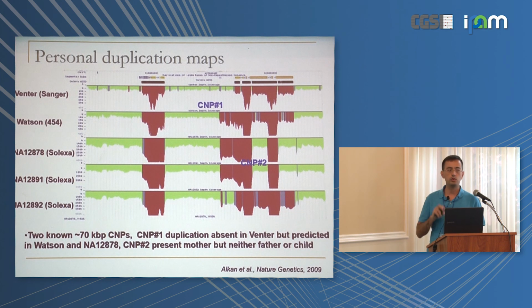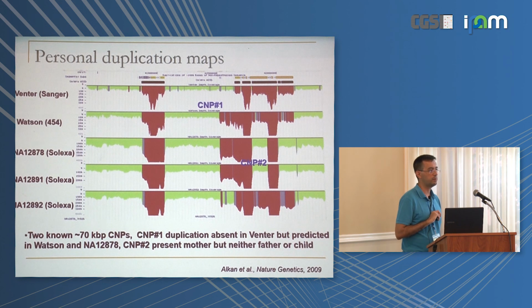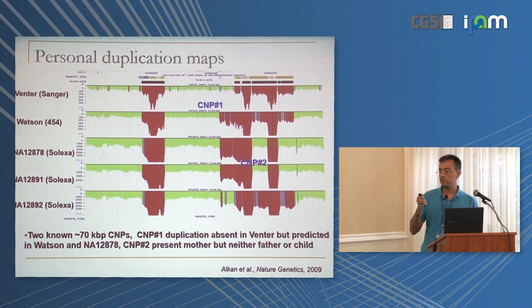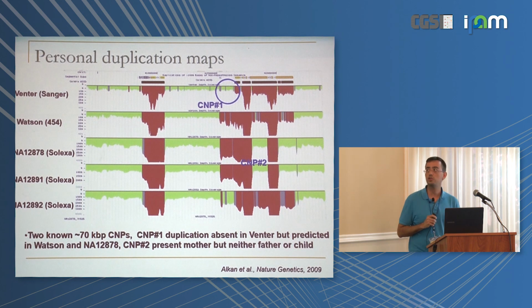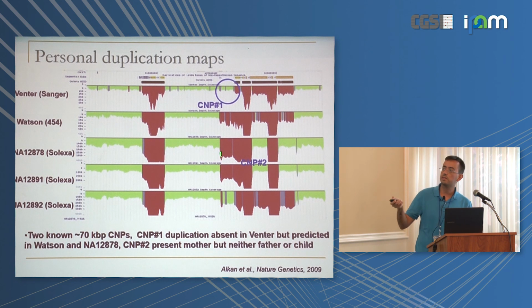So the green regions are the unique regions. So these are copy number 2, because each chromosome has 2 copies. And the red regions are the regions of segmental duplication. And we can see differences in different individuals. So for example, this region was not duplicated in Craig Venter's genome, but it was duplicated in James Watson, and also those 3 genomes from the 1,000 Genomes project. And this region was not duplicated in this and this individual, but it was duplicated in the last individual, and this is actually a family.